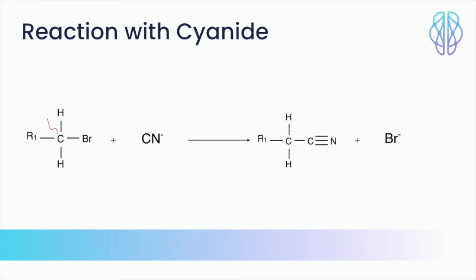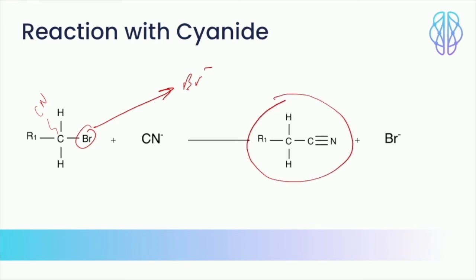The cyanide ion forms an intermediate bond. The bromine leaves as a leaving group to give you Br- in an aqueous solution. And thus you have the stable compound here, which is your nitrile, and you have Br- as the leaving group.